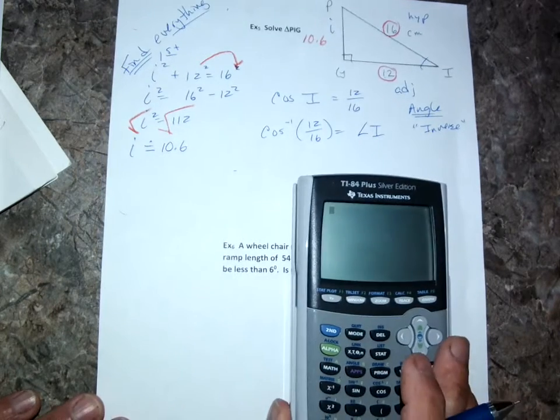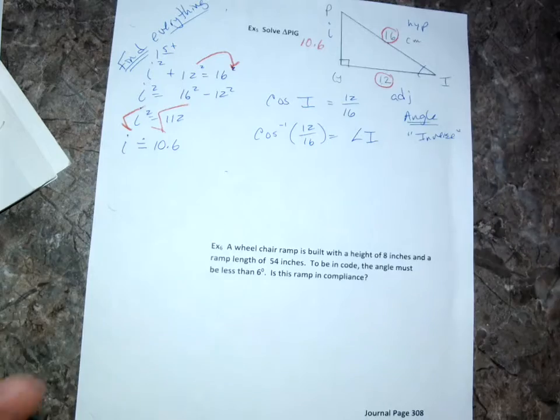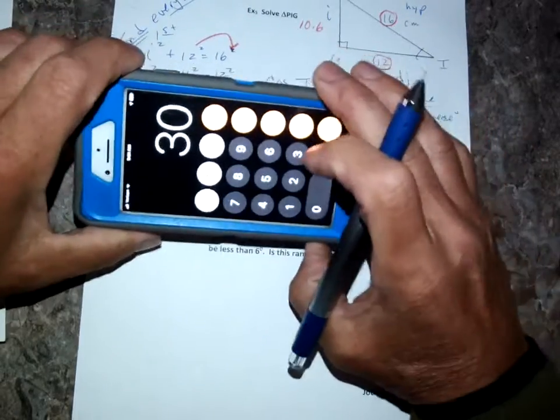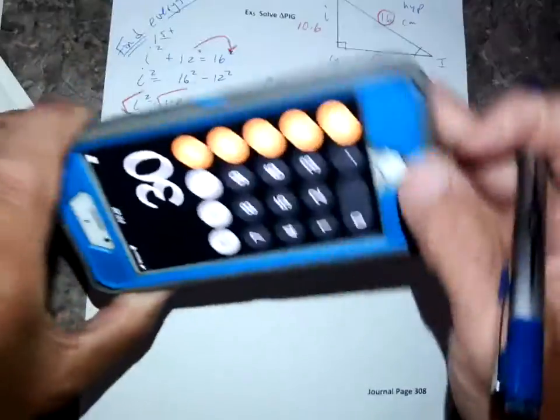I'll show you how to do it on your phone. You have to do it backwards. Hold on, I've got to log in on my phone. If you have to use your phone, it's kind of a pain. Calculator's better. Okay, again, I flip my phone. Come on, phone, flip for me.